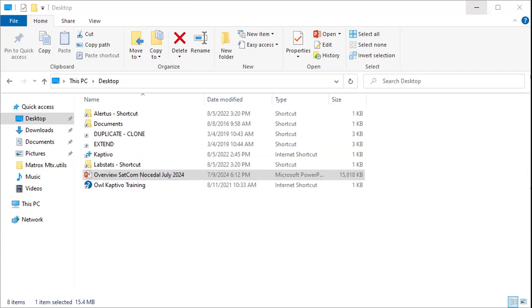Okay, so this is an overview of SATCOM, satellite communications. As you know, the field is very, very broad and it covers hundreds of things. So it's going to be a snapshot of a few items that I felt were interesting.